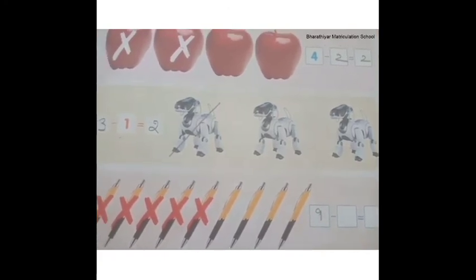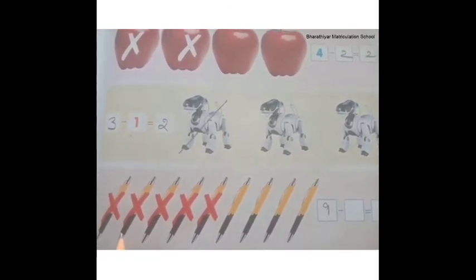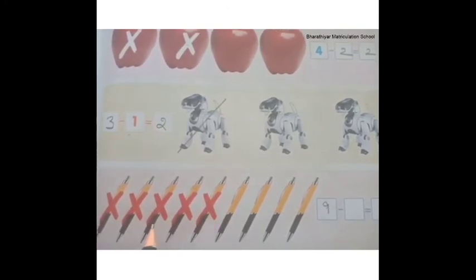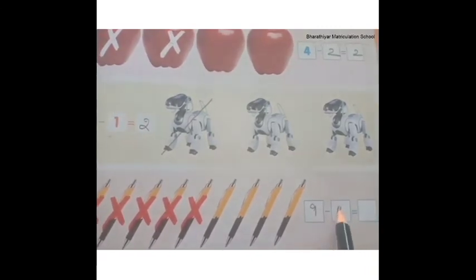Children, now find out how many pens are crossed out here. 1, 2, 3, 4, 5. 5 pens are crossed out here. So write here 5.